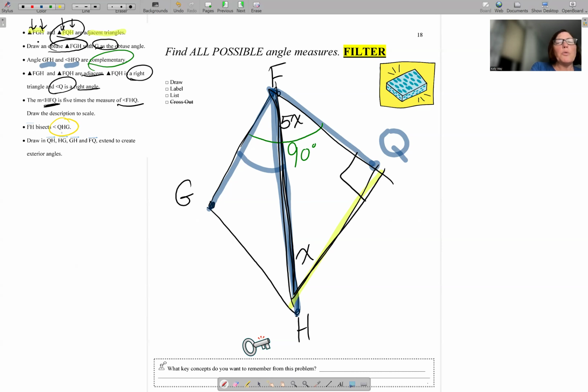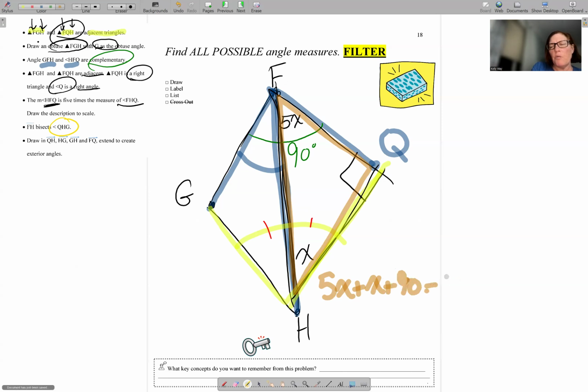FH bisects QHG. Here's Q. Here's H, here's G. Bisect means to be cut in half. Find the measure of all possible angles. Well, you start with where you can start, and inside of this triangle, we have a 5x, we have an x, we have a 90, and we know triangles always add up to 180.